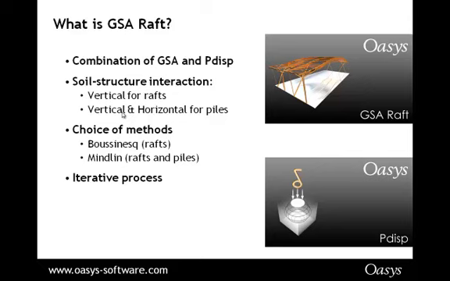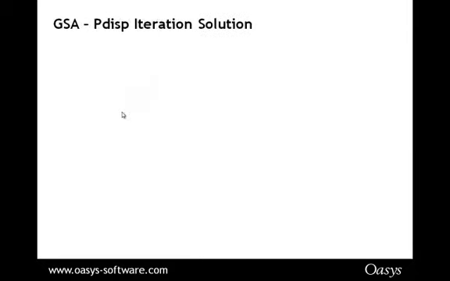You've got the soil structural interaction, so vertical for rafts and vertical and horizontal for piles. You've got a choice of methods, the Boussinesq for rafts or the Mindlin for rafts and piles, and you've got an iterative process to consider.